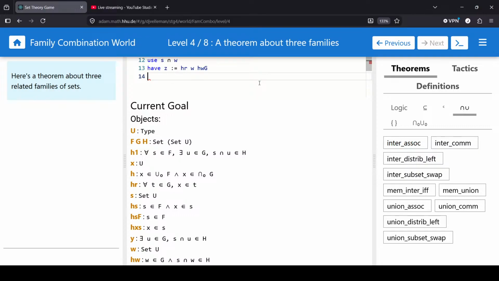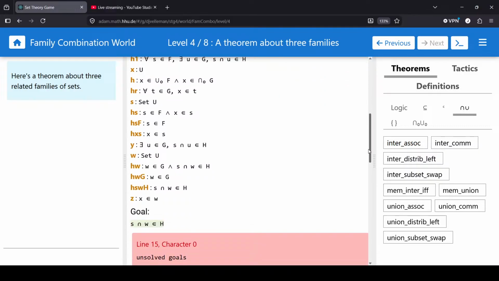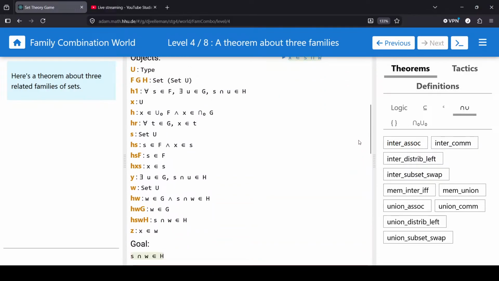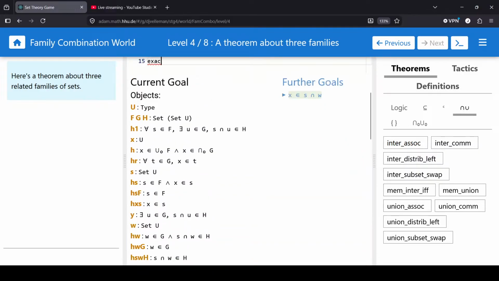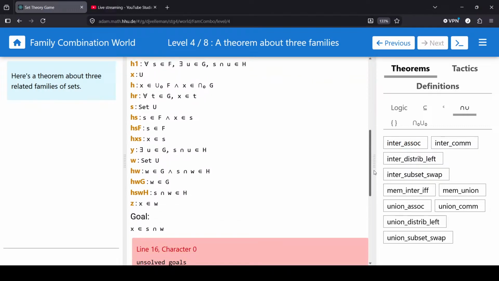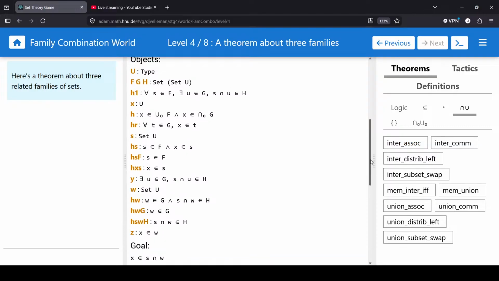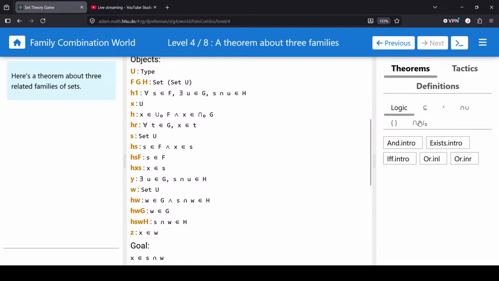So what was the word again? Apply? Yeah, apply and dot control. Okay, so this one I can do trivially. And this one I can do semi-trivially. So I need to do a rewrite first, I think.